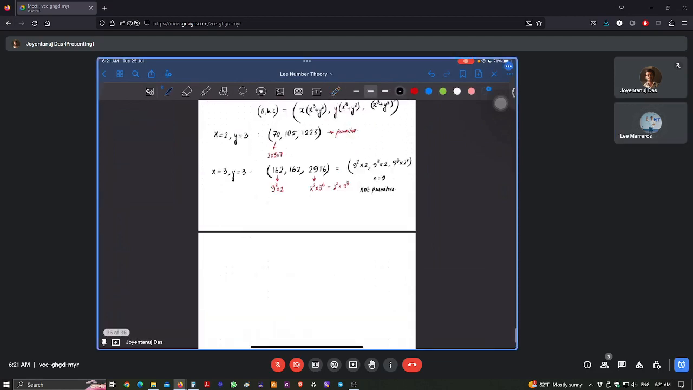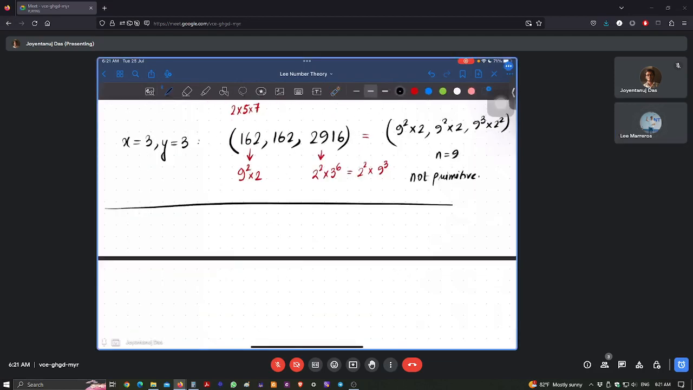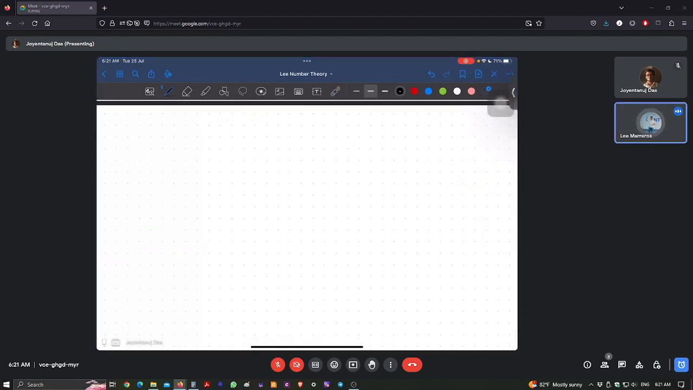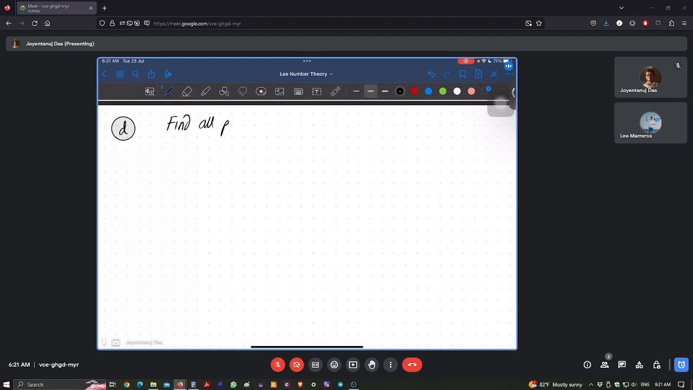So is the question clear? So A and B are the same. So find all primitive solutions, but how are you going to express it? How do you want to express that as a function such that A equals B.